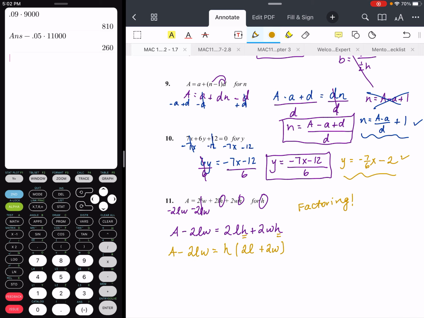And now I'm trying to solve for h, so now all I have to do is divide by what's in parentheses there. Divide by that 2L plus 2W. Just make sure I match it on both sides. So that leaves me with h equals A minus 2LW, whole thing divided by 2L plus 2W.